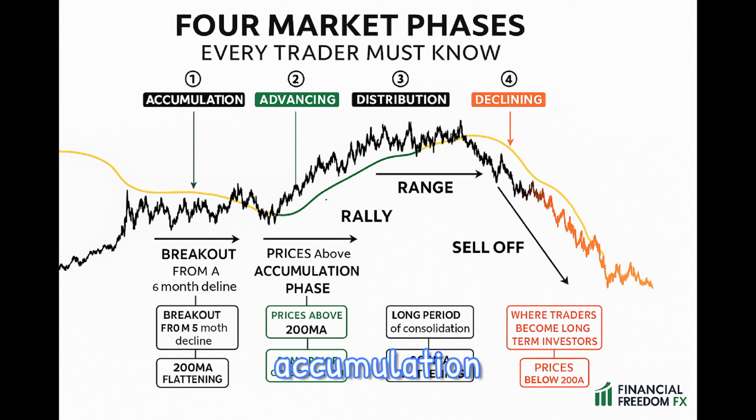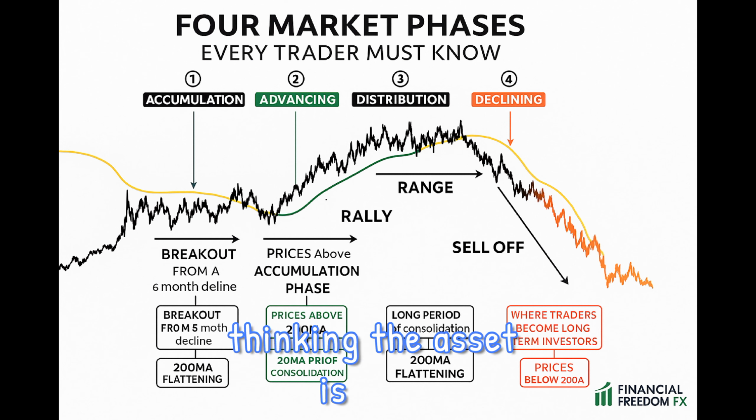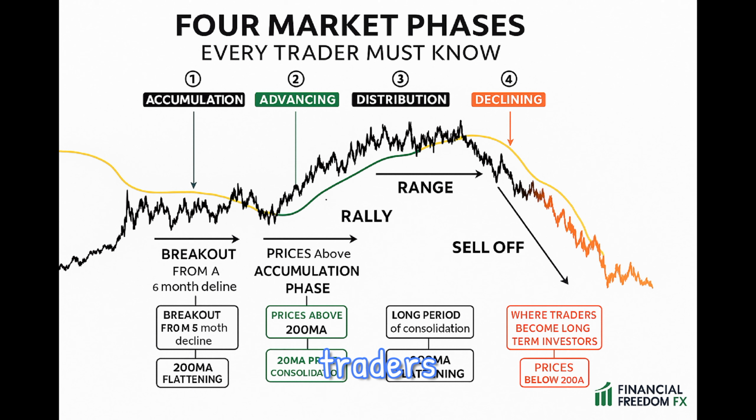The accumulation phase occurs after a downtrend ends. Price movement becomes flat, volume dries up, and volatility shrinks. But make no mistake, this is where smart money starts buying. Retail traders usually ignore this phase, thinking the asset is dead. But professional traders are silently building their positions here.